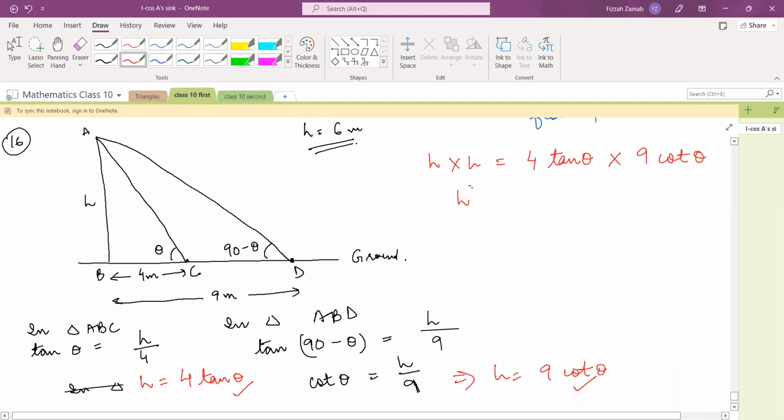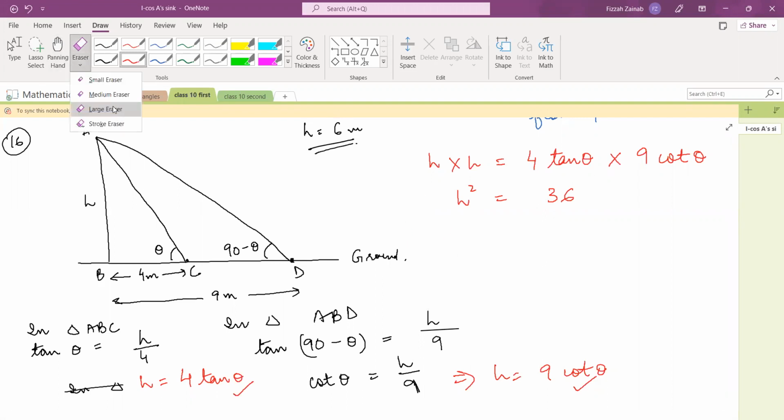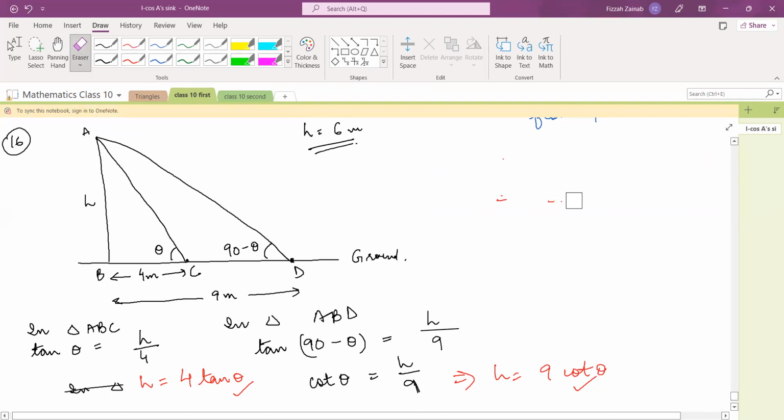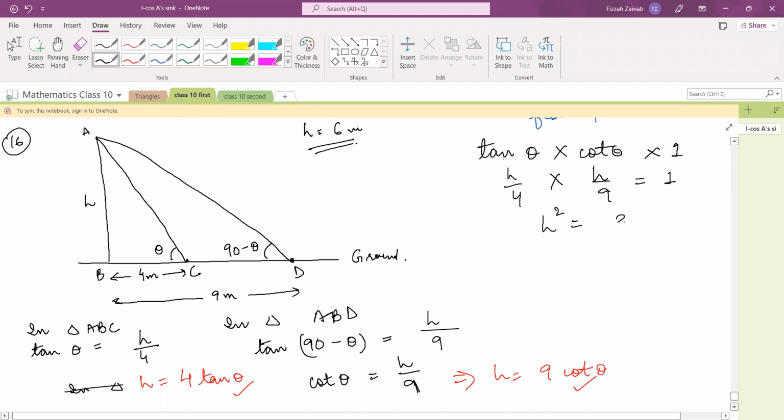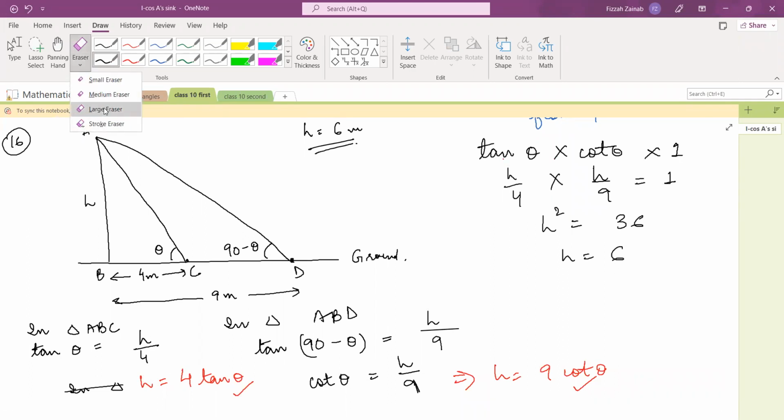Okay. So h square becomes 4 into 9 is 36, and then tan theta into cot theta is 1. That is gone, right? Yes, ma'am. I think earlier also I was doing it right, isn't it? What I was doing is, I know that tan theta into cot theta is equal to 1, right? So if I put h upon 4 into h upon 9 is equal to 1, your h square becomes 4 into 9 is 36, and 36 into 1 is 36. So that will give me h is equal to 6, isn't it? Simple. You don't have to find this.